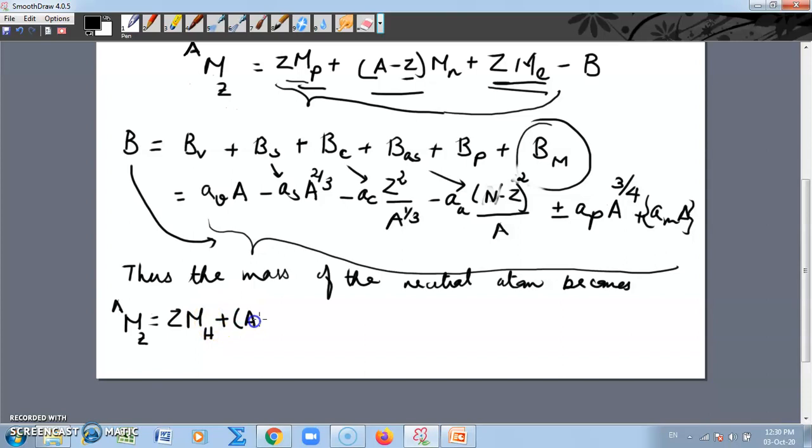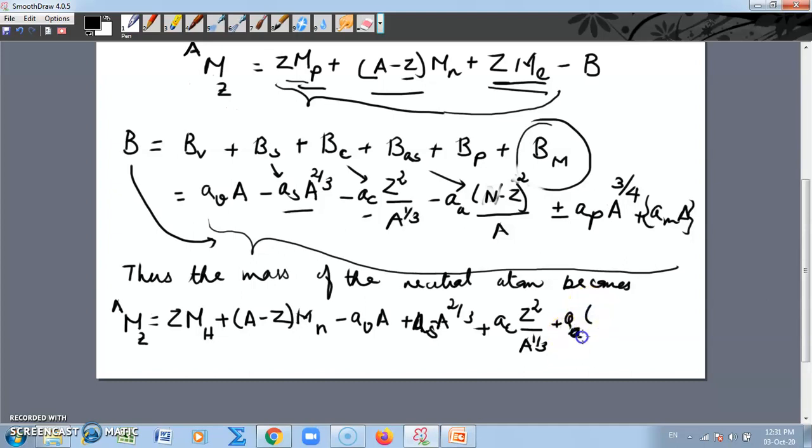Plus A minus Z M_N, and then this comes like this, minus a_V into A, then plus a_S into A to the power 2 by 3, plus a_Coulomb into Z squared by A to the power 1 by 3, plus a_asymmetric into (N minus Z) the whole square by A.